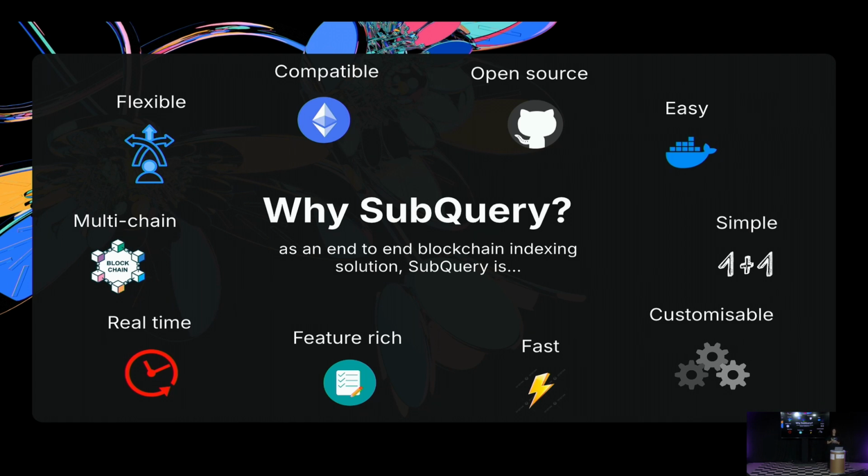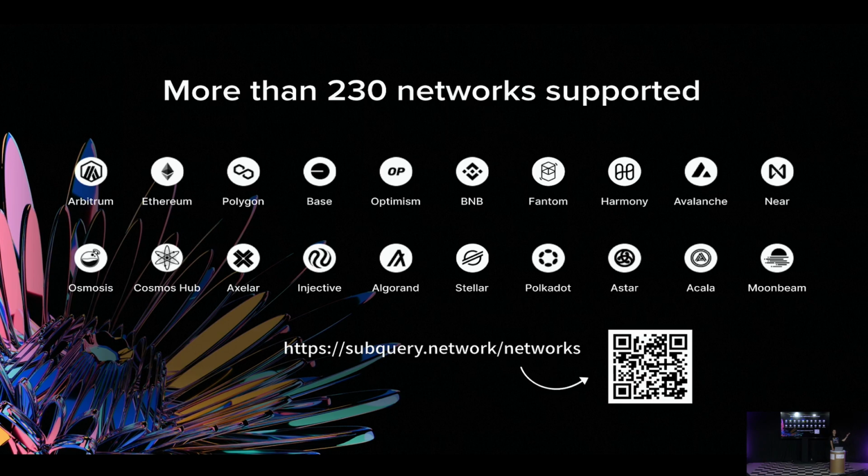This probably will make more sense then, but this is pretty awesome as well. And I already mentioned 230 networks. Here is the QR code and also a link to our website where you can check the list of all the networks that we support. Of course, Polkadot parachains, a big number of them, Cosmos zones, EVM-compatible chains, Near, Avalanche, Algorand, Flare, and more and more and more.